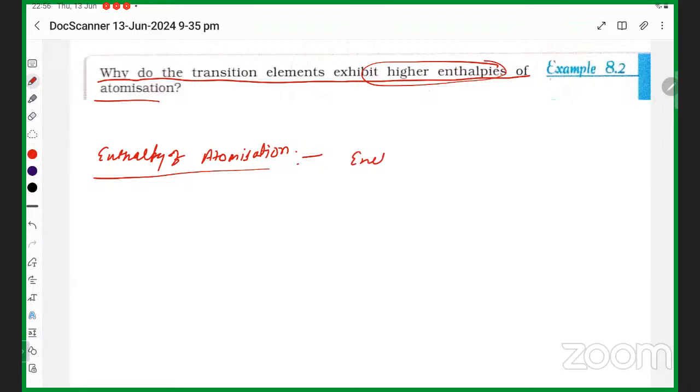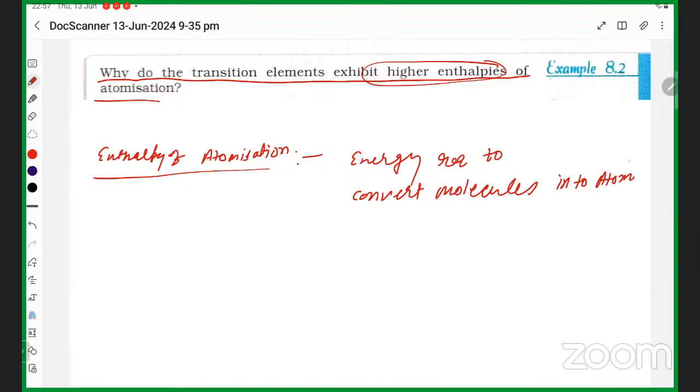Correct, now it is correct. Earlier you were not using the strong bond. The energy required to convert a molecule into atoms. What you are saying is absolutely correct.